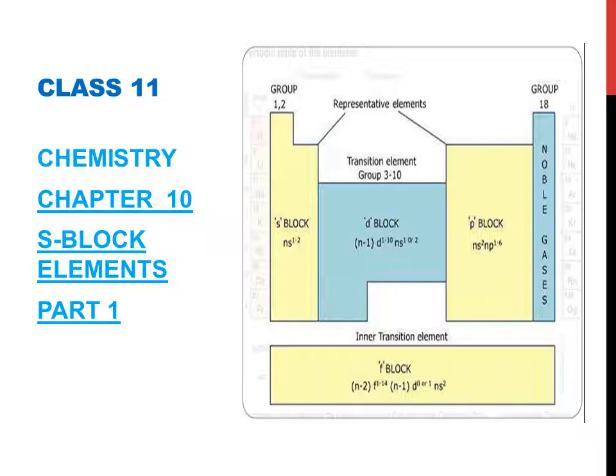S block elements contain two groups, group 1 and group 2. Its general electronic configuration is ns1 to 2. Means for the first group it is ns1, for group number 2 it is ns2.